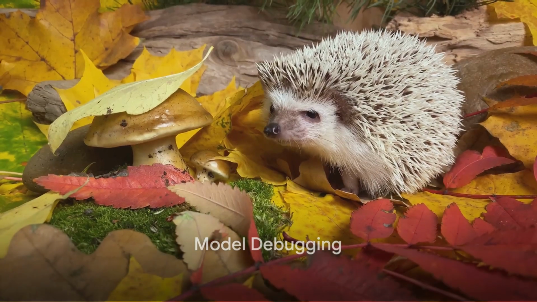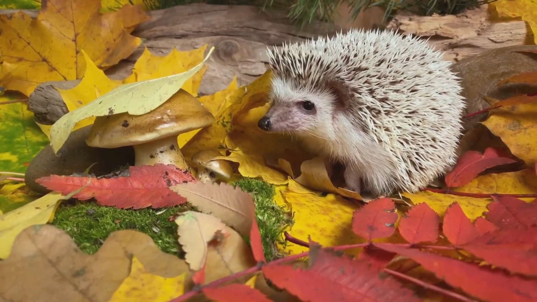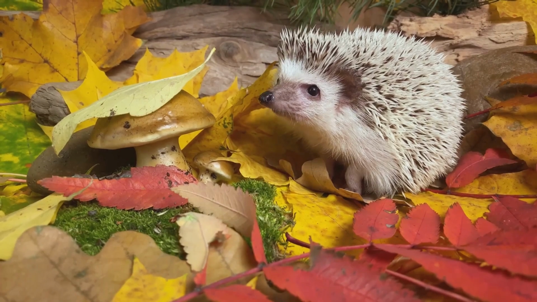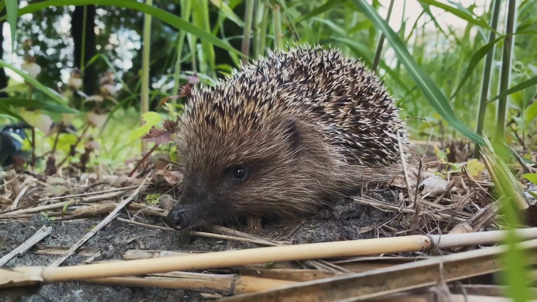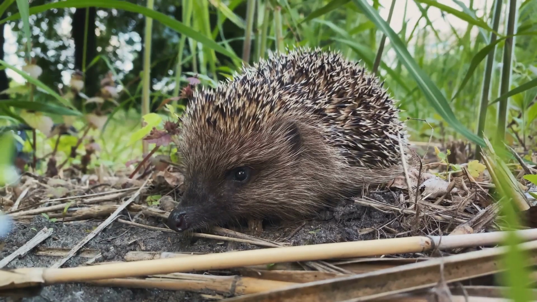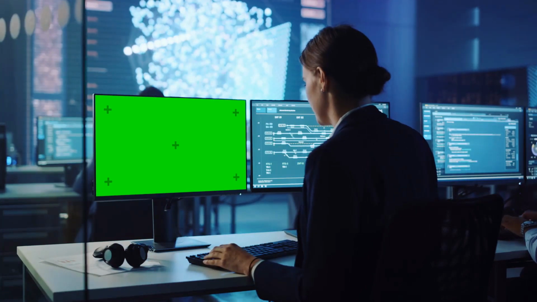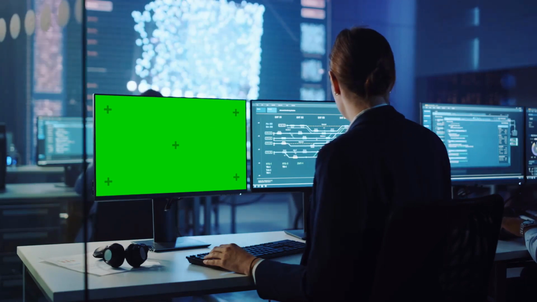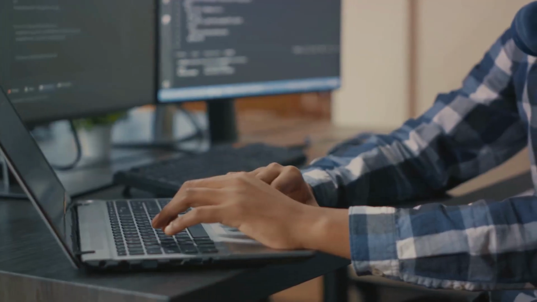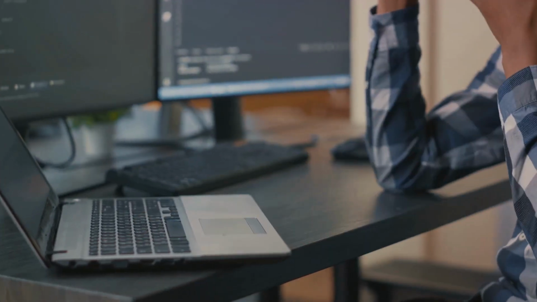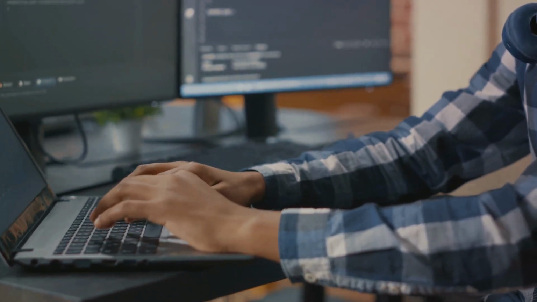Think of this as the process of understanding why the hedgehog's predictions are off. It involves looking at the model's inner workings to find out where things went wrong. This could mean examining the data the model was trained on, checking if the right features were used, or ensuring the model was correctly specified. There are various techniques to debug a model. One common method is to use a validation set, a subset of the training data that the model hasn't seen before. If the model performs poorly on this set, it could indicate overfitting, where the model has become too complex and is essentially memorizing the training data rather than learning from it.